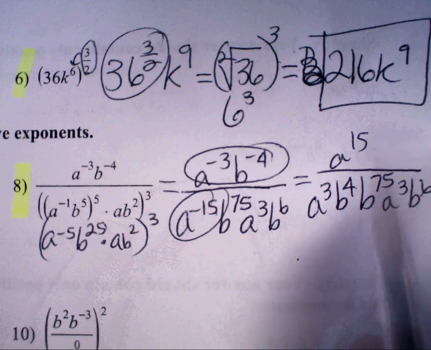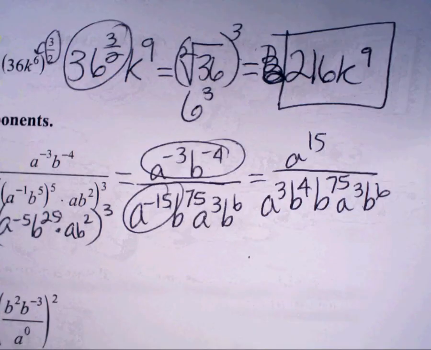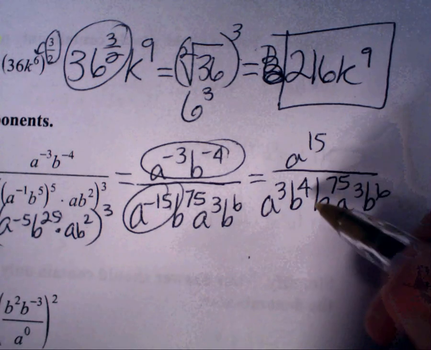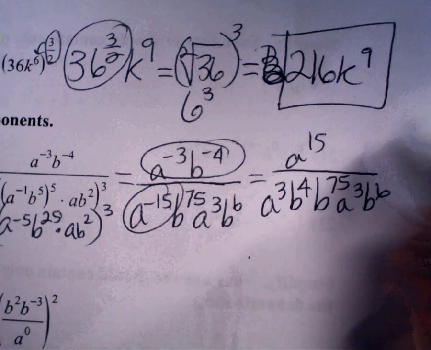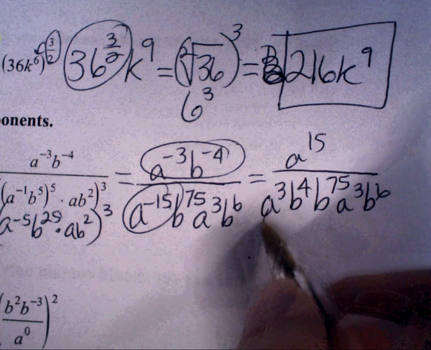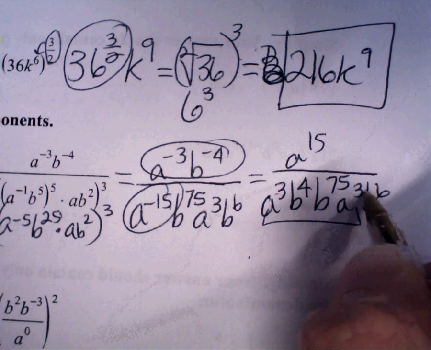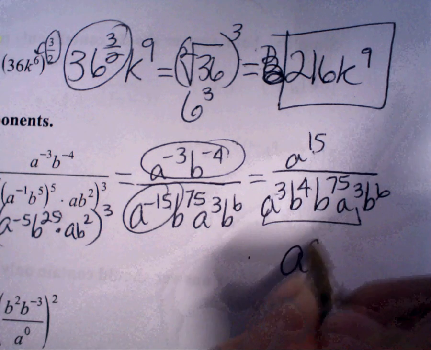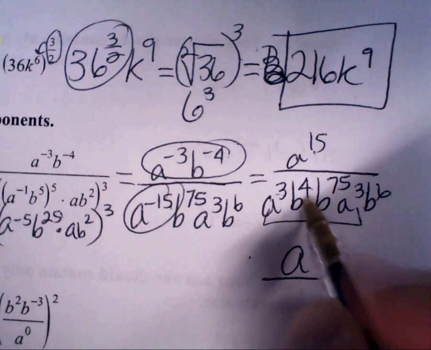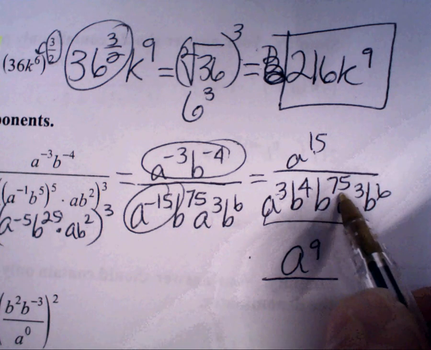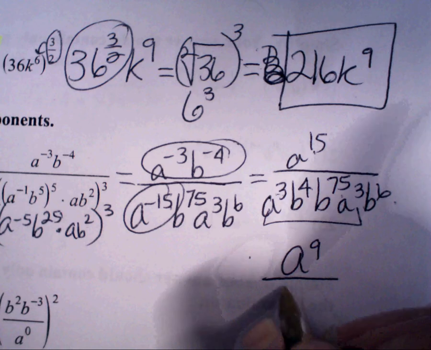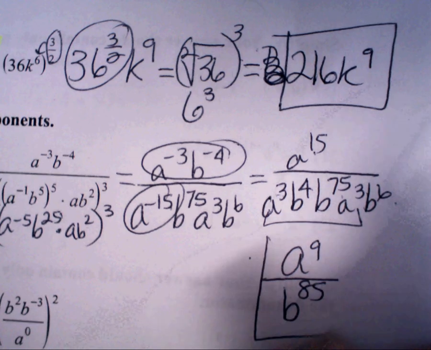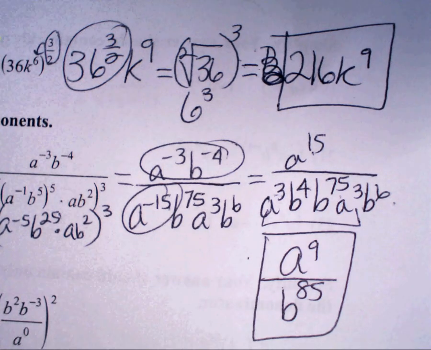So if you see, the a's, right? There's 6 of them here, 3 plus 3, but there's 15 on top. So that's going to be a to the 9th on top. And then you have b to the 4th, b to the 75th, and b to the 6th adds to b to the 85th. Okay, so that's how I tackle those problems. Powers, negatives, add and subtract. And then there's your answer.